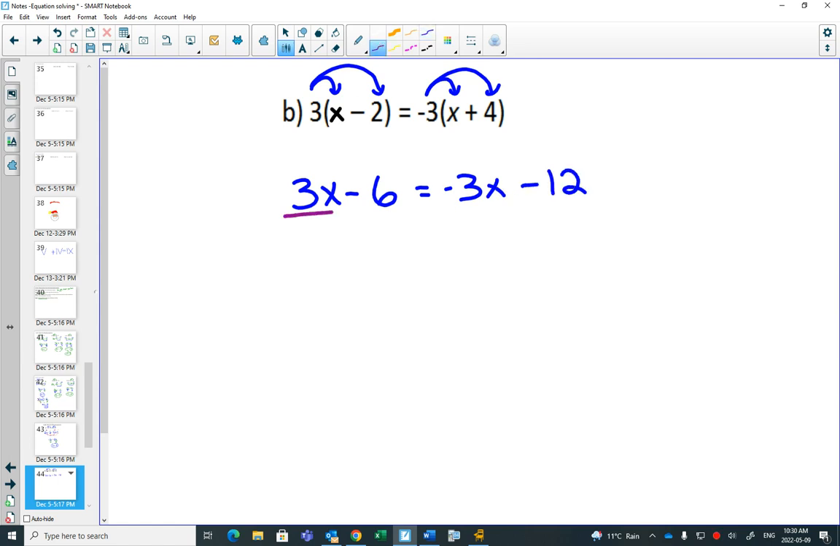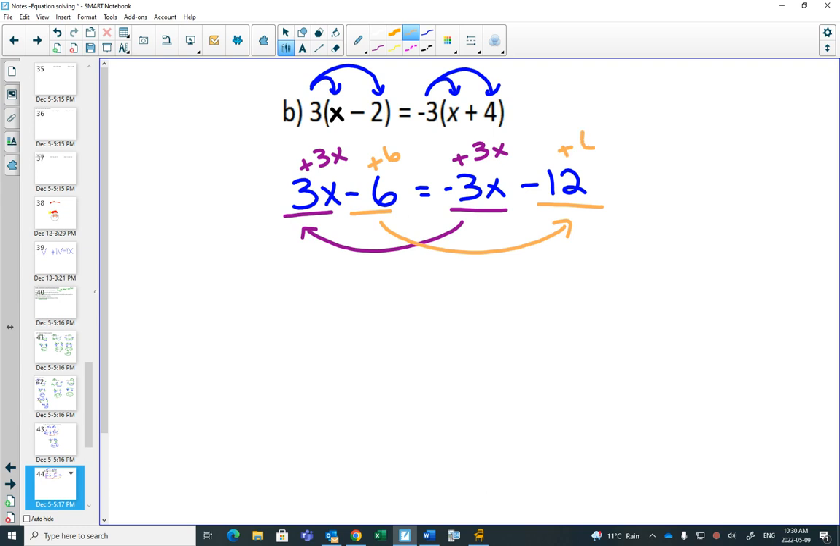I have like terms. So in this case, it's not going to be 0x, because I'm going to move it to the positive side, which means I need to add 3x and add 3x. And for these like terms, that means I'm going to move them to the right side. So I need to add 6 and add 6. What does that give me? 6x for my x's. And my numbers are going to be on this side. They'll be negative 6. Divide both sides by 6.